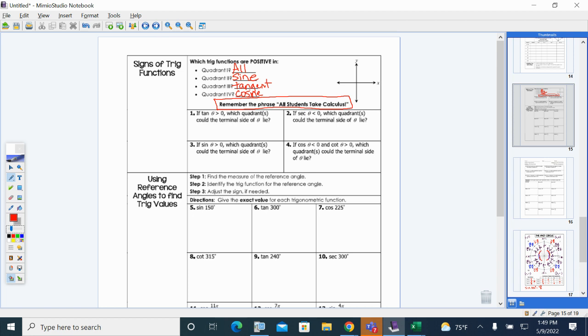So let's move through some of these questions here. I'm looking at number 1. If tangent of theta is greater than 0, which quadrant or quadrants could the terminal side of theta lie? So we're looking for where is tangent positive because it says greater than 0. So where is tangent positive? Well, tangent is positive in quadrant 1 and quadrant 3.